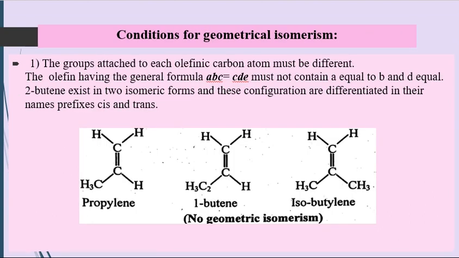The next conditions for geometrical isomerism: first is the carbon-carbon double bond. Second, the groups attached to the olefinic carbon must be different. In all these examples, this double bonded carbon, or olefinic carbon, bears the same group. Therefore, these three compounds do not show geometrical isomerism.